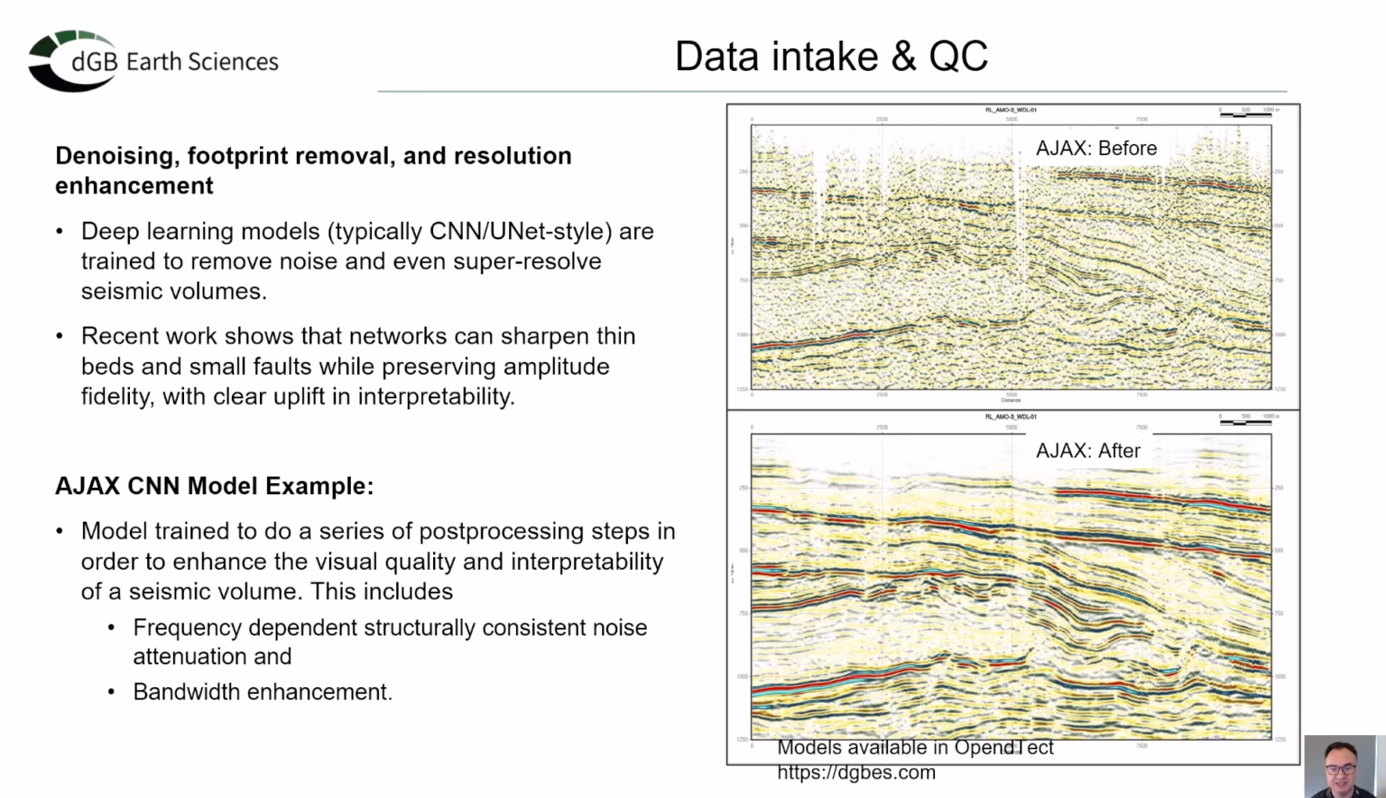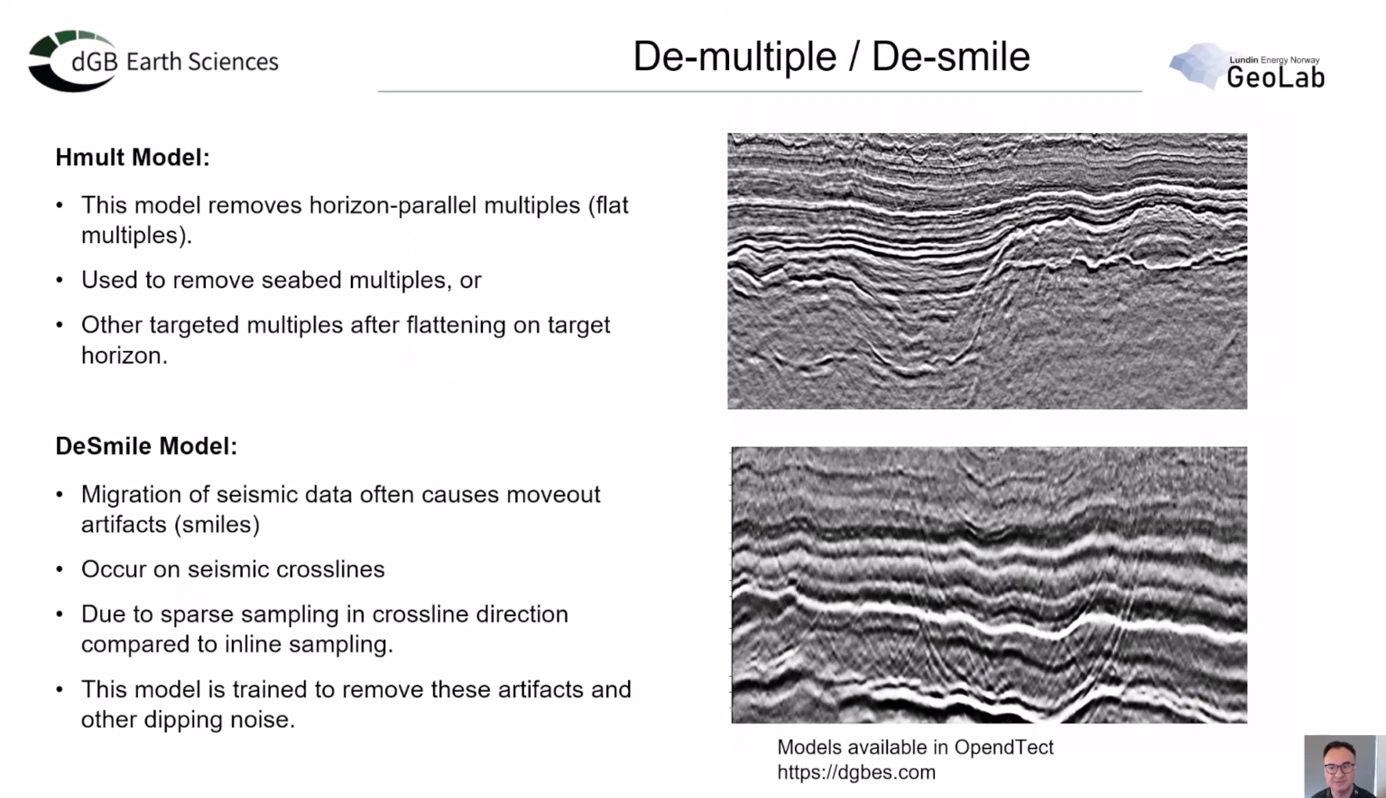And we train those to remove noise and potentially even super resolve seismic volumes. And recent work shows that these networks can sharpen thin beds and small faults while preserving amplitude fidelity with a clear uplift in interpretability. And this Ajax CNN model was trained to do a series of post-processing steps in order to enhance the visual quality and interpretability of a seismic volume. This includes frequency-dependent, structurally consistent noise attenuation and bandwidth enhancement. And as the previous model was, it was developed in conjunction with Lundin Energy Norway's GeoLab.